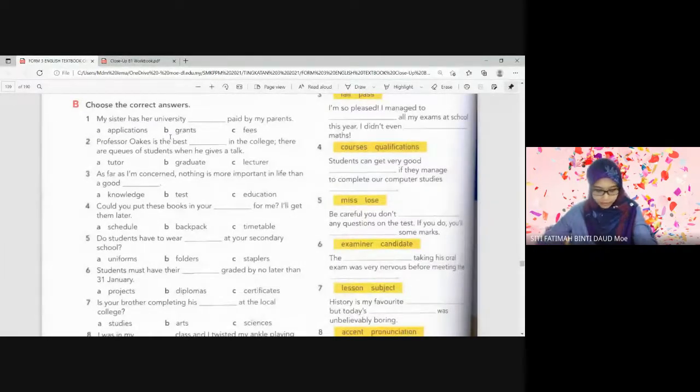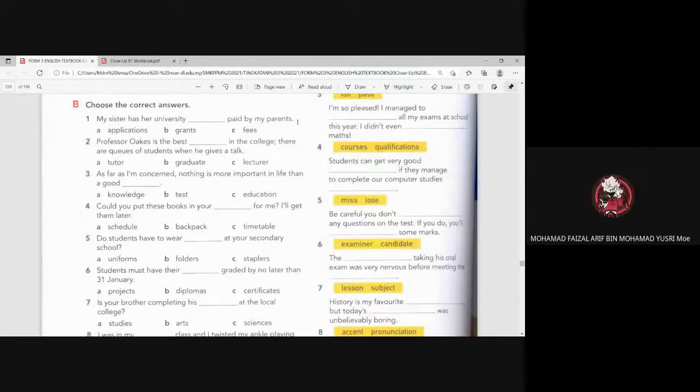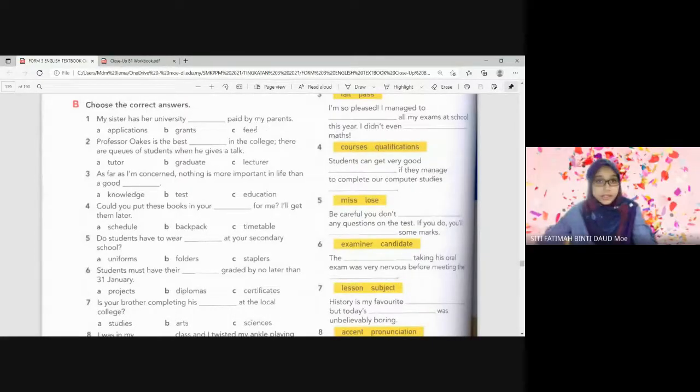My sister has her university what paid by my parents. Fees. All right, fees. Although grants and fees are more or less the same, grants are the money given by the institution, okay, by the college or university or someone, not your parents. You don't call money from your parents grants, okay.